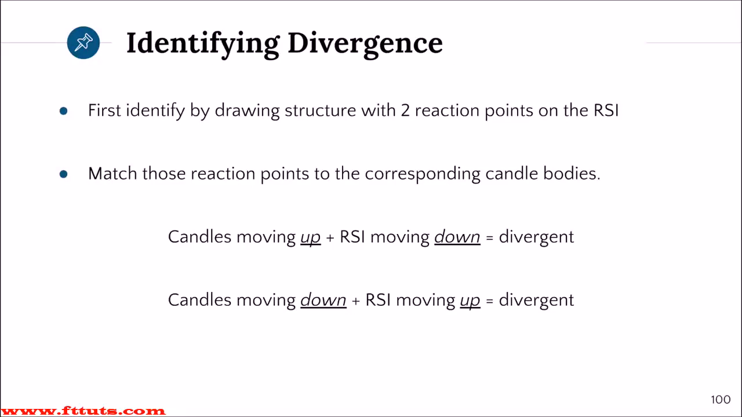To identify the divergence, you're not going to want to trust your eye. I promise. You need to draw these lines, and you need to make sure that they match identically to the corresponding candles above them. If the candles are moving up and the RSI is moving down, we have divergence. And if the candles are moving down and the RSI is moving up, we have divergence.